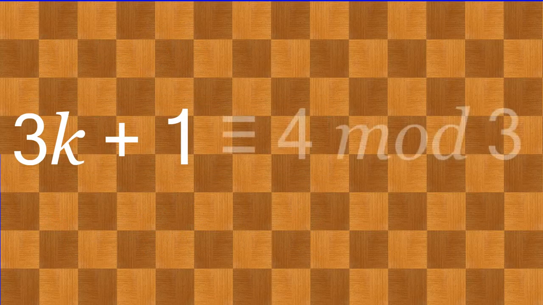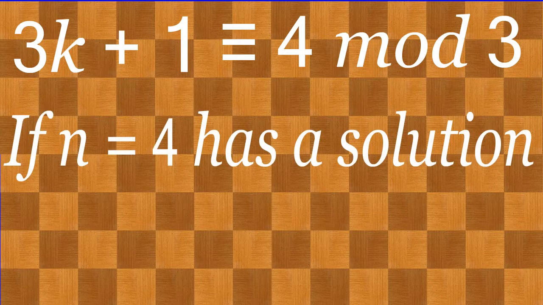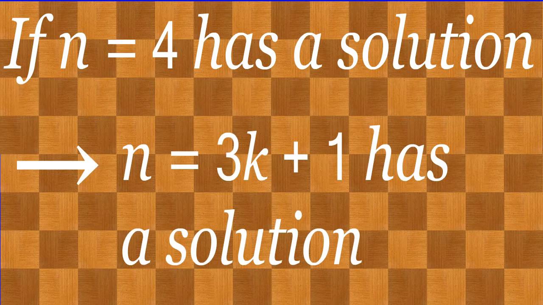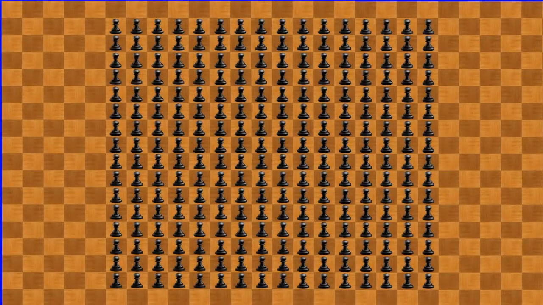Observe that 3k plus 1 is equivalent to 4, modulo 3. And hence, if for the case where n is equal to 4 we have a solution, then we also have a solution for the case of 3k plus 1. However, we already showed that for the case where n is equal to 4, we have a solution. Hence, the case where n is equal to 3k plus 1 also has a solution. Let us illustrate this visually.